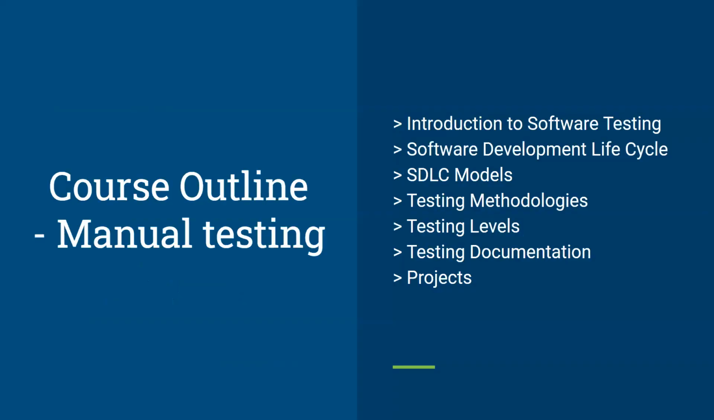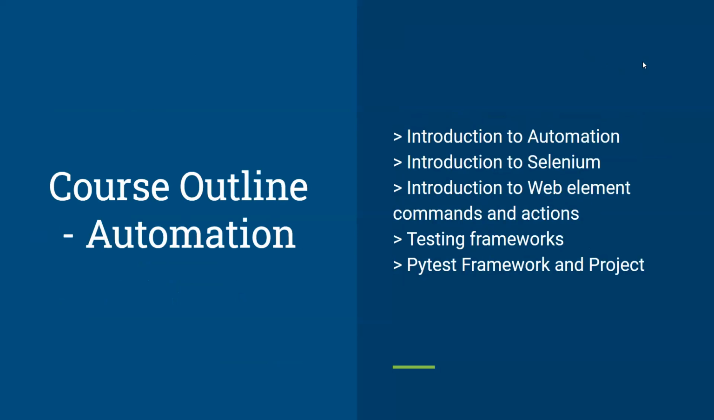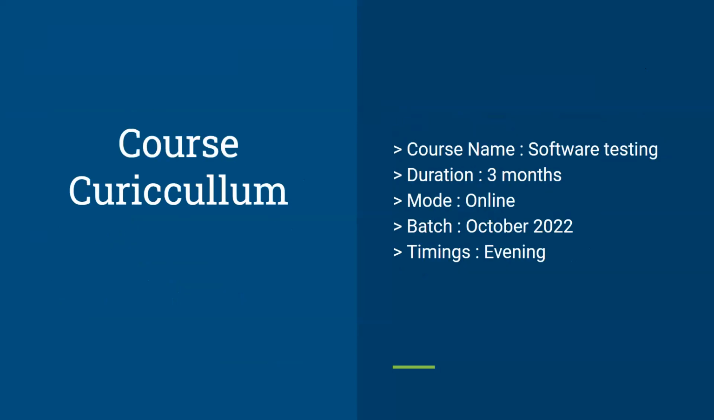Then I went through the course outline: what you can expect from the course and what you will get after completing it. So these are the automation course outline and curriculum. Basically this is a 3 months long course: 1 month Python, 1 month software testing, and then internship. Python and software testing can overlap because manual testing can be started, but we will plan accordingly. The mode is online only, and timings will usually be in the evening.